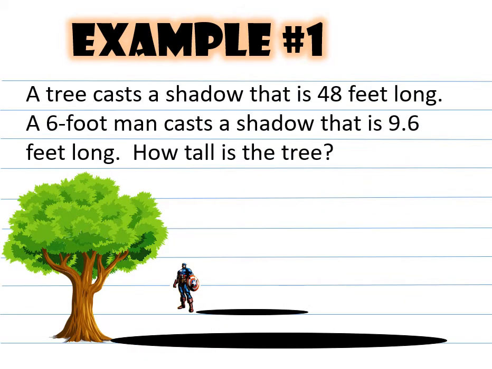Example number 1. A tree casts a shadow that is 48 feet long. A 6-foot man, Captain America, casts a shadow that is 9.6 feet long. How tall is the tree? Well, this is kind of neat because we know how tall the man is. And measuring a shadow is not that difficult. You just need to get a tape measure out to measure the ground. But the hard part is knowing how tall that tree is. While using indirect measurement, we'll be able to figure out how tall the tree is.